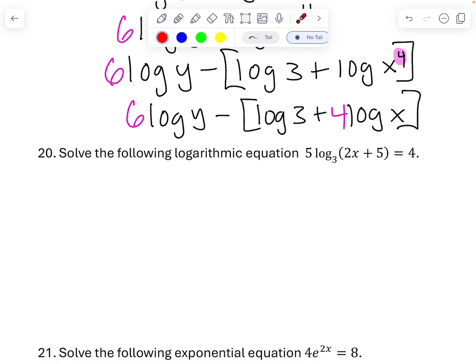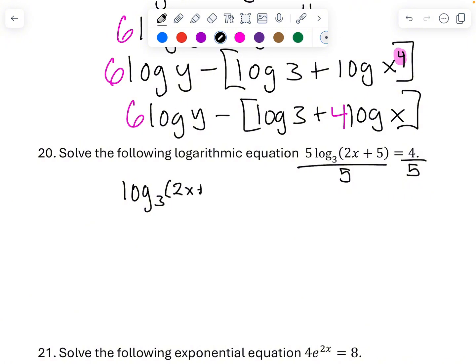When I want the logarithm by itself, I want nothing attached to the logarithm except for what is inside the parentheses. So I notice that I have this 5 out here, so I'm going to divide everything by 5. Now I have log base 3 of 2x plus 5 is equal to 4 over 5, and I can't simplify that fraction at all.